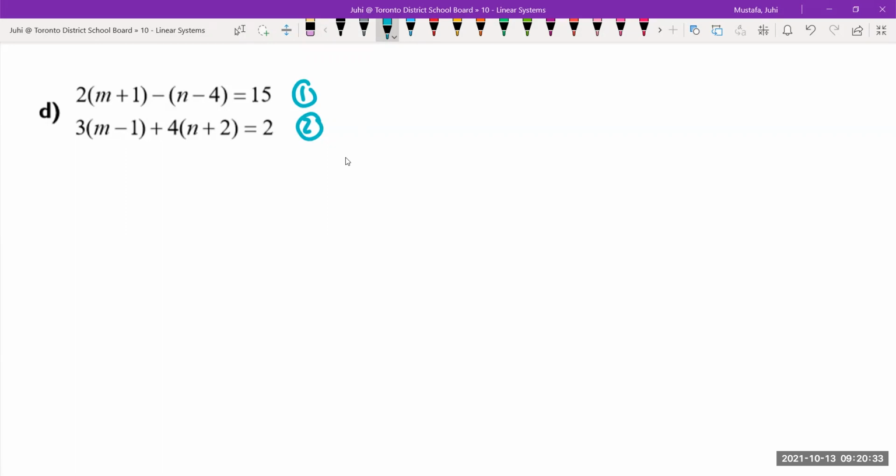Well, we're going to distribute, we're going to solve. We just want one letter, another letter, and then a constant on the other side. In this question, we don't have x's and y's, we have an m and n, but that's fine. It's still done the same way. So I'm going to take a look at equation number 1.